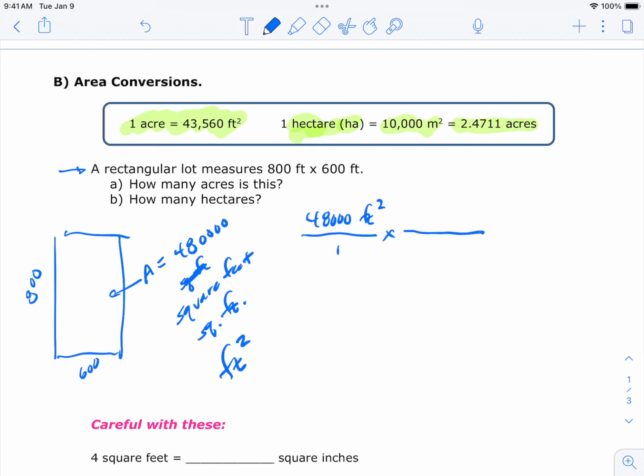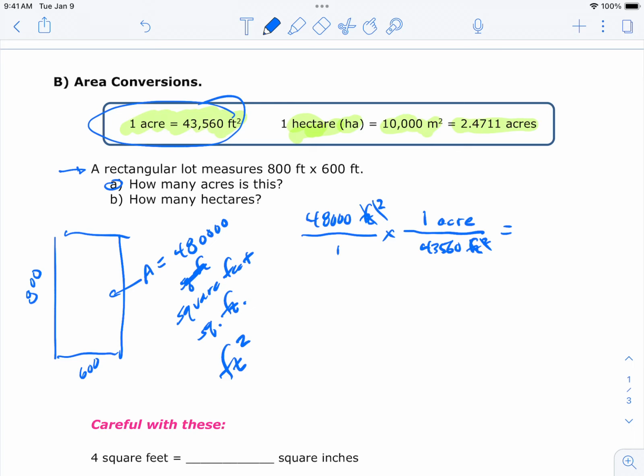Now, we're trying to get to acres. There's your conversion. It says 1 acre is that many square feet. I need square feet to cancel, so 1 acre goes on top, and 43,560 square feet go on the bottom. So again, the square feet cancel. That's good. Acres survives. So take your 48,000, divide it by 43,560, and what I'm looking at here is that it?